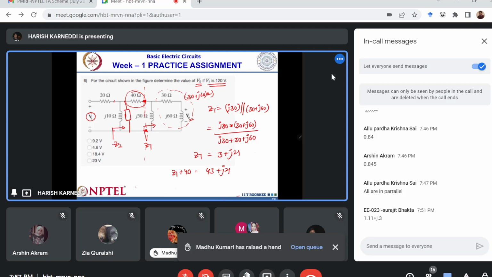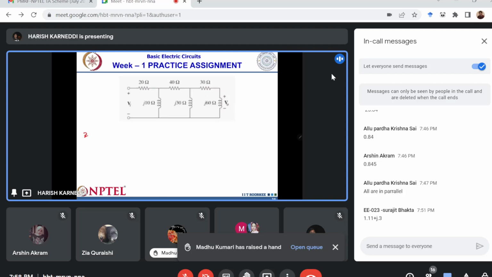What about Z2? Z2 equal to J10 parallel with 43 plus J21. That is, Z2 equal to J10 into 43 plus J21 by J10 plus 43 plus J21.